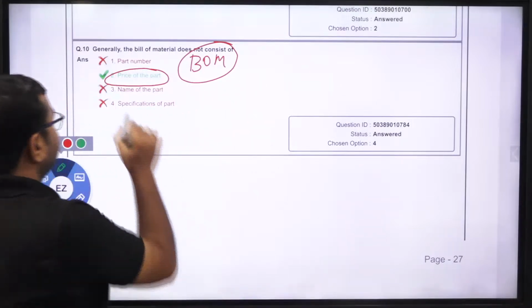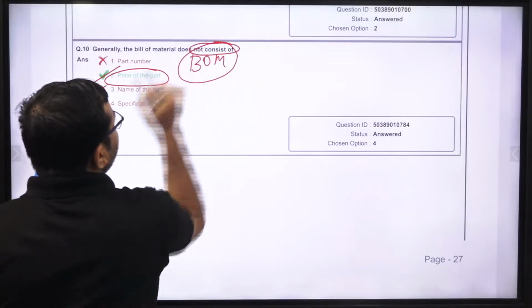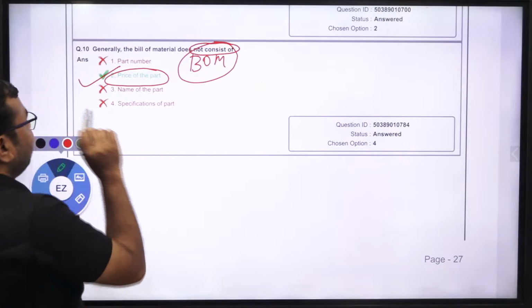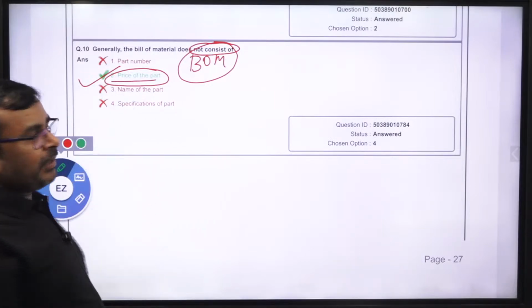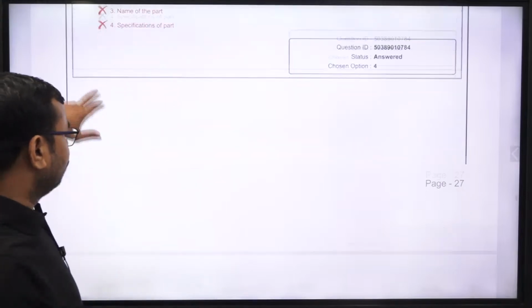So the correct answer is option B. Generally, we need to find out what the bill of material does not consist of. The bill of material never considers price. So the correct answer is option 2.